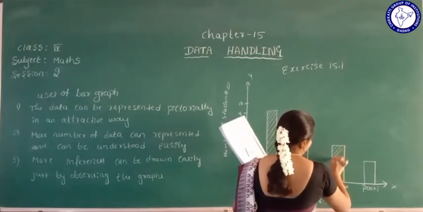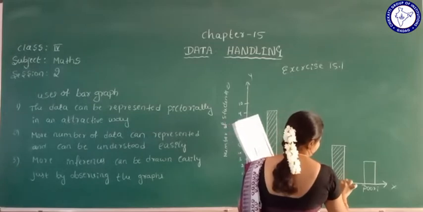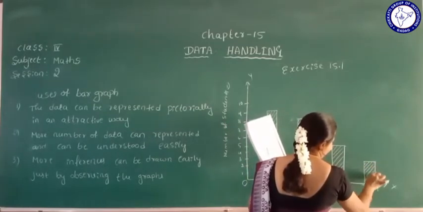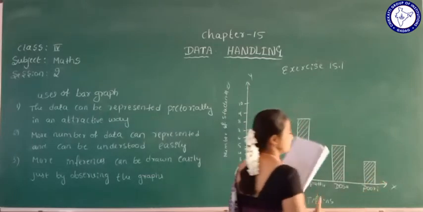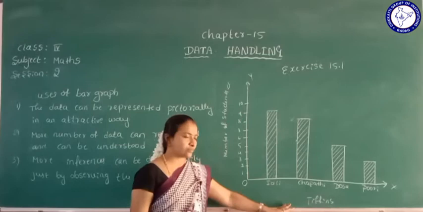So we are showing a bar graph of what we are drawing here, that is tiffins: how many students want to eat which type of tiffin, food items.